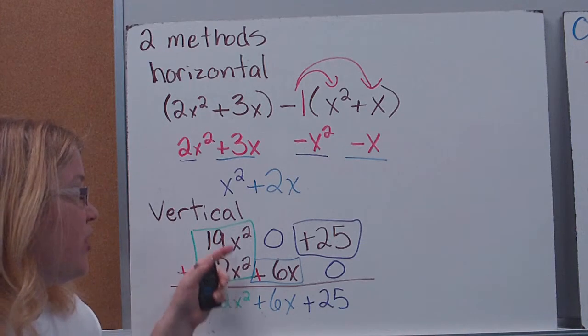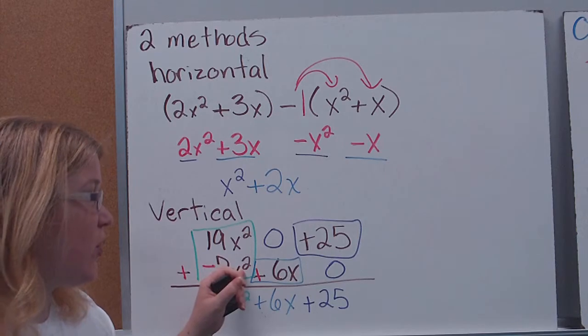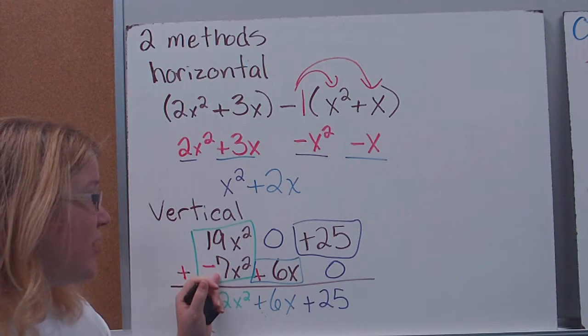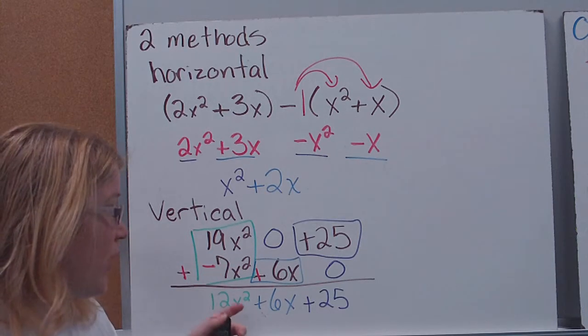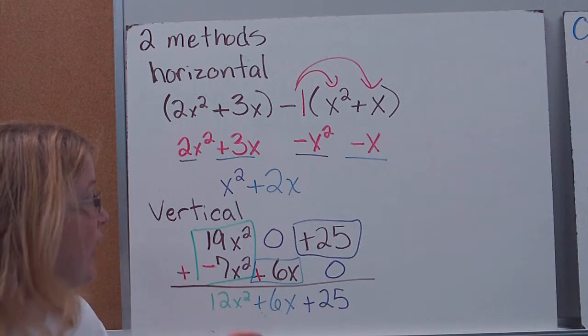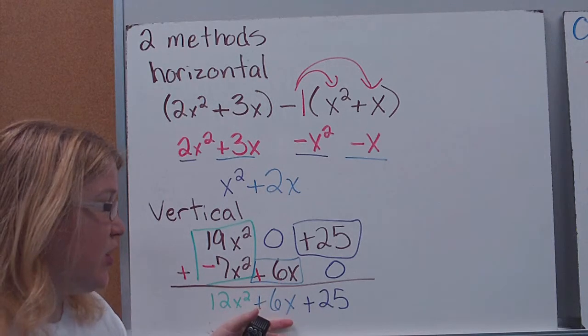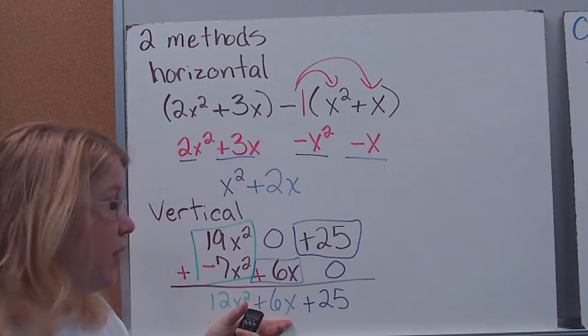Then we're going to combine our like terms. So you'll see how I put in green our x squared terms. I've got 19x squared and -7x squared, which leaves me with a positive 12x squared. There was nothing to add this to, so I just bring it down into my answer, +6x.